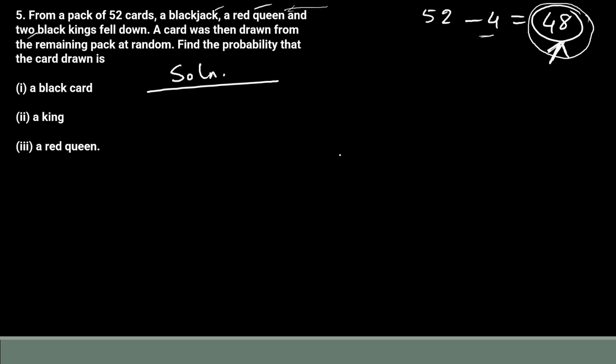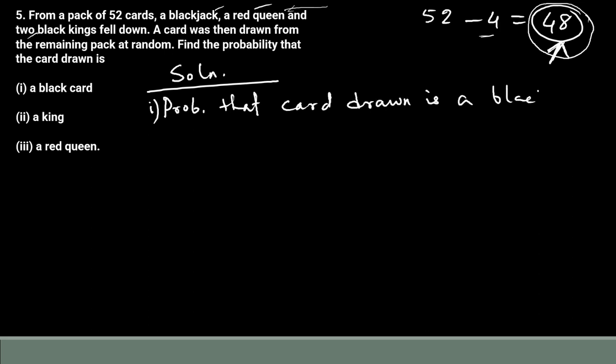Right. So now let's come to the problem. Find the probability that the card drawn is a black card. Favorable number of outcomes divided by total number of outcomes, first write it. Then you see how many black cards are there. They have taken out a black jack, a red queen, and two black kings fell down. So basically three black cards have been taken out initially. These three black cards fell down, so now you don't have these three black cards.